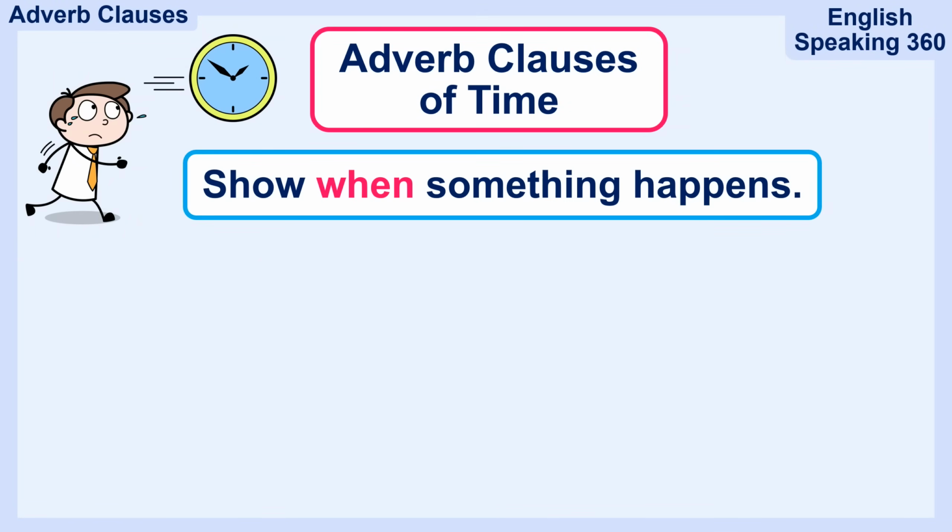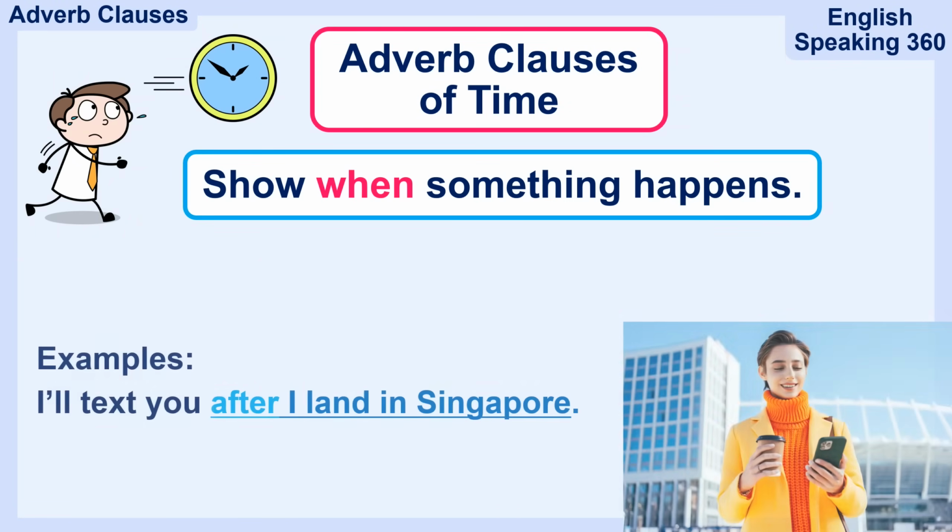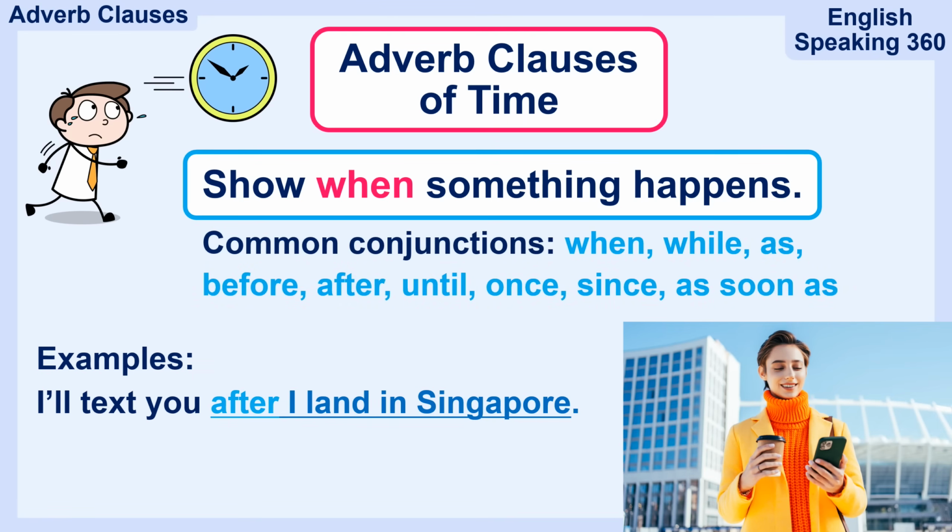Adverb clauses of time. They show when something happens. For example, I'll text you after I land in Singapore. I'll text you is a very simple sentence, but after I land in Singapore adds more information about when you're going to text the person. We have many common conjunctions that we can use. When, while, as, before, after, until, once, since, and as soon as.